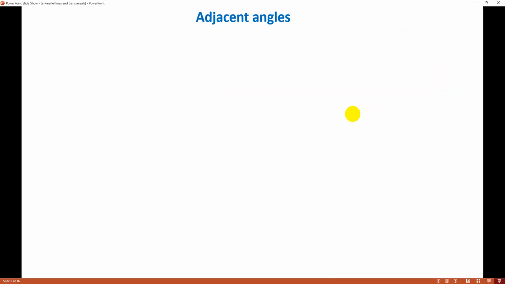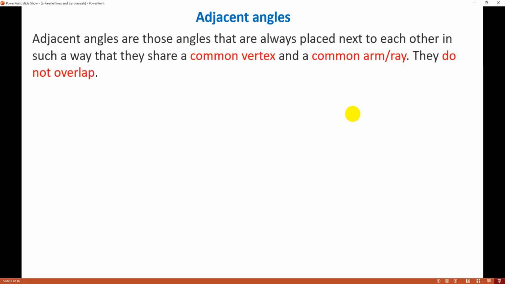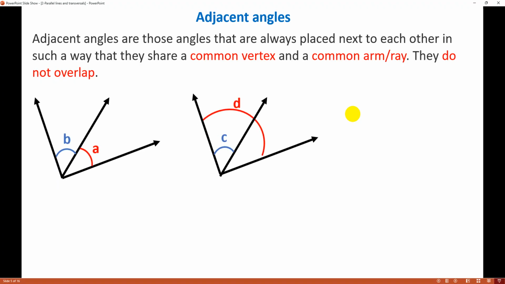Now we'll check what adjacent angles are. Adjacent angles are those angles that are always placed next to each other in such a way that they share a common vertex and a common arm or ray. They do not overlap. So here we have three examples of angles.